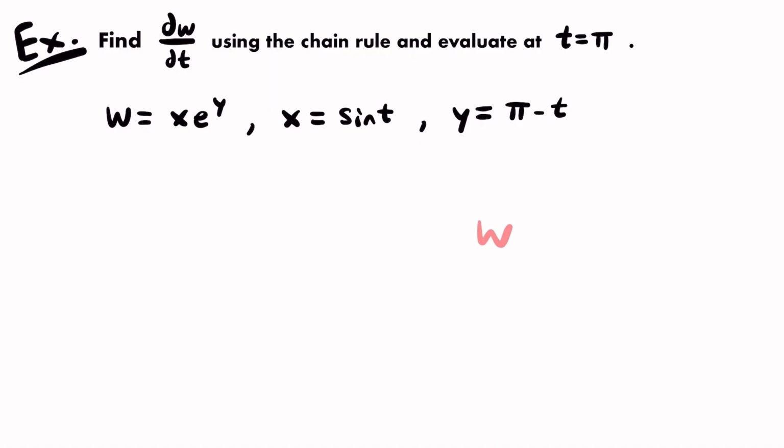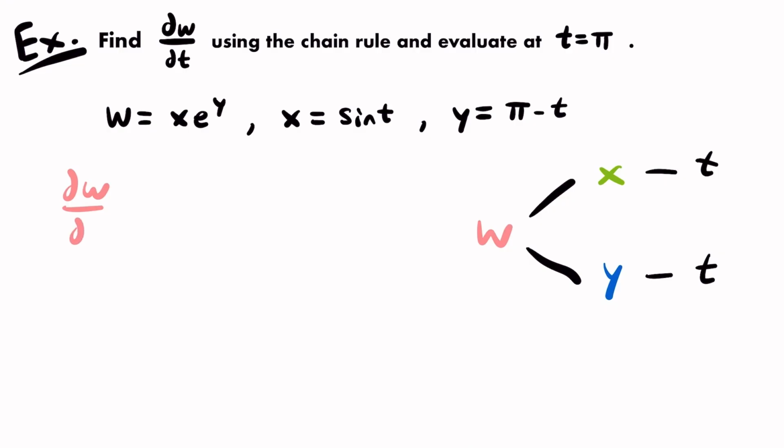We still have w, which you could take a partial derivative of with respect to either x or y, the 2 intermediate variables, which are then defined in terms of 1 independent variable, t. So both x and y you could only take a derivative of with respect to t. So those would be regular derivatives, not partial derivatives. Okay, so to find dw dt, we will set up the same chain rule formula.